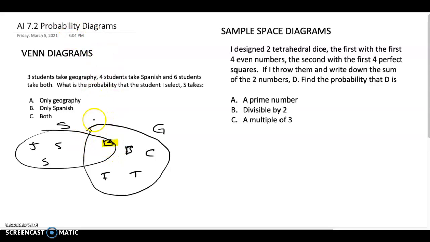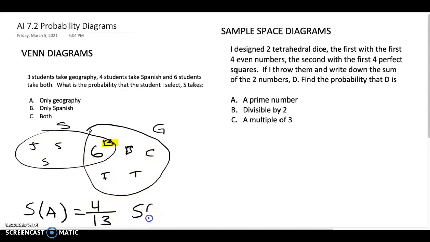And then we have six students. I'm not going to make up six students' names. I'm just going to write six in here that would go in there. And so we would see, okay, this is how the thing breaks down. And so if we wanted to do our probability, we have the probability of the student meeting event A, only geography, is four out of, we have six and three and four, so 13. And we could put that in our calculator and get an answer.